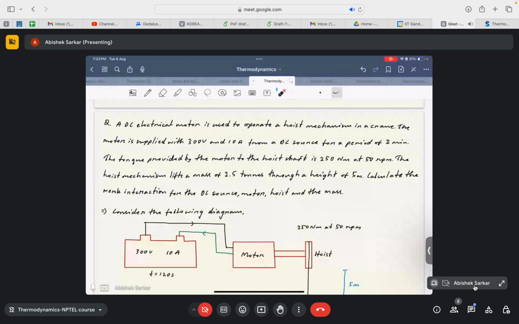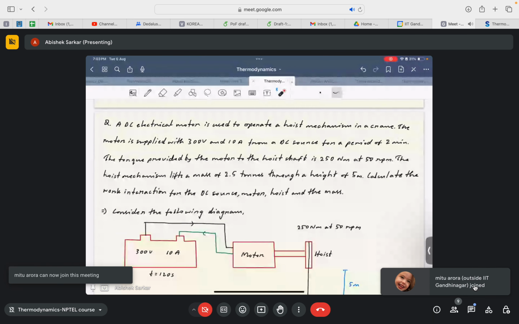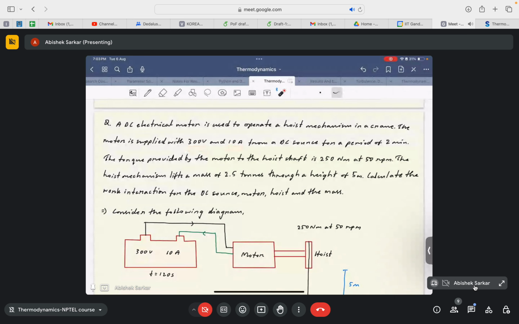A DC electrical motor is used to operate a hoist mechanism in a crane. The motor is supplied with 300 volt and 10 ampere from a DC source for a period of 2 minutes. Okay. We have V, I and t, then we can evaluate the net electrical work. Okay. The torque provided by the motor to the hoist shaft is 250 Newton meter at 50 rpm. Then we have the net torque T and the angular velocity, then we can evaluate the net shaft work. Okay, 2 pi N T into the time t.